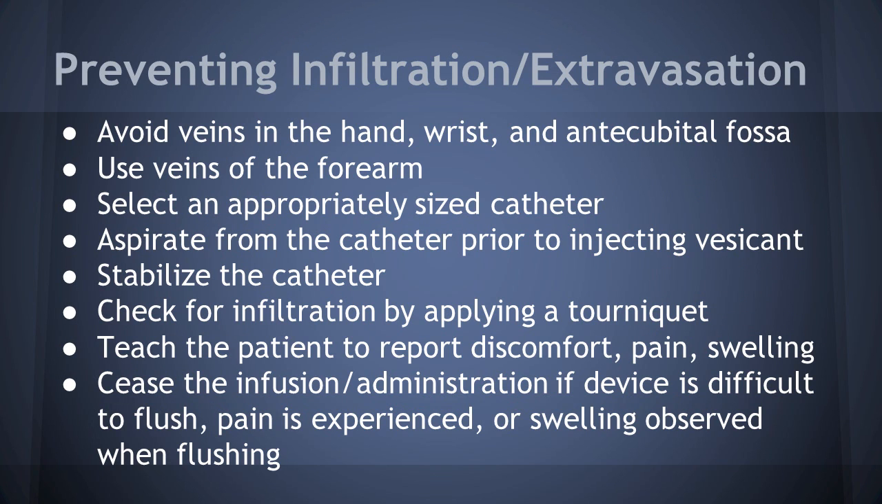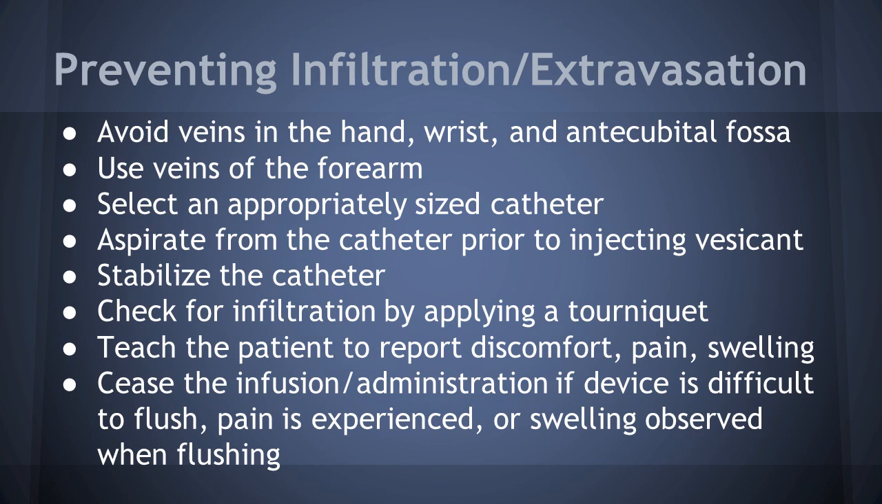So how do we prevent infiltrations and extravasations from occurring? Well, you want to avoid veins in the hand, wrist, and antecubital fossa. You want to avoid these veins because their location can cause some complications from catheter movement. The veins in the forearm allow bones to act as a splint and are usually recommended over those other areas. You want to make sure that an appropriately sized catheter is used. The smallest gauge catheter for delivering the prescribed therapy should be used. The use of a catheter that is too large for the vein will result in obstruction of blood flow and could cause thrombosis. You want to make sure that you aspirate from the catheter prior to injecting vesicant.